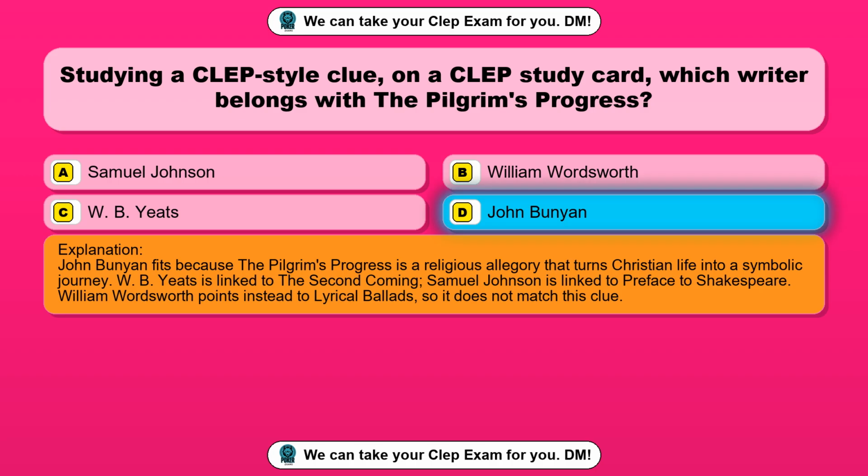John Bunyan fits because The Pilgrim's Progress is a religious allegory that turns Christian life into a symbolic journey. W. B. Yeats is linked to The Second Coming. Samuel Johnson is linked to Preface to Shakespeare. William Wordsworth points instead to Lyrical Ballads, so it does not match this clue.